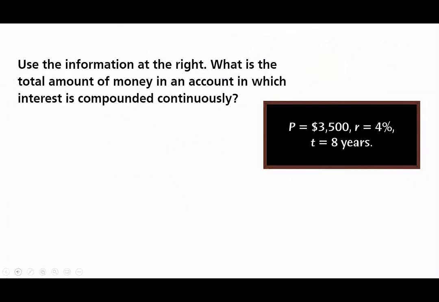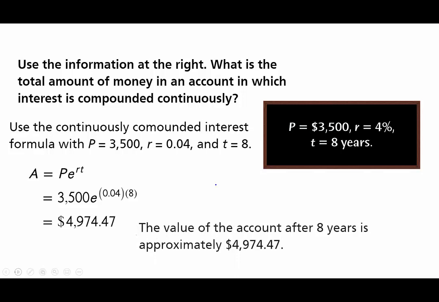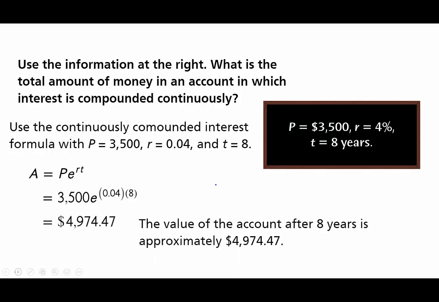Use the information at the right. What is the total amount of money in the account if it's compounded continuously? So we're going to identify our variables and plug them into the equation. The value of the account after 8 years is approximately $4,974.47.